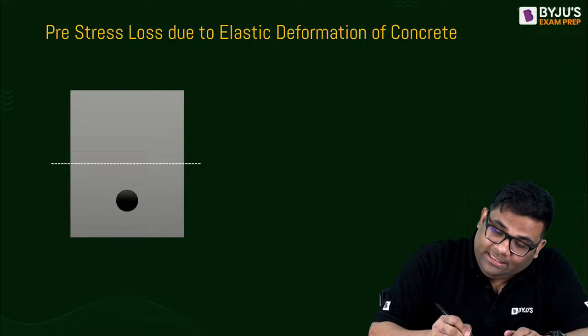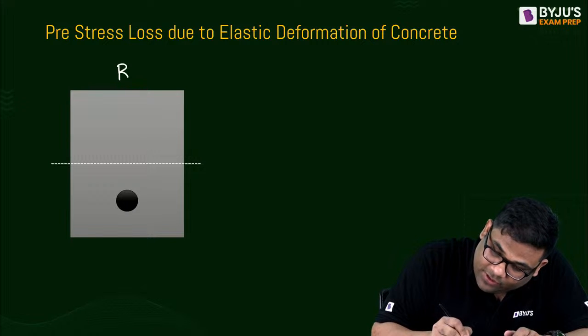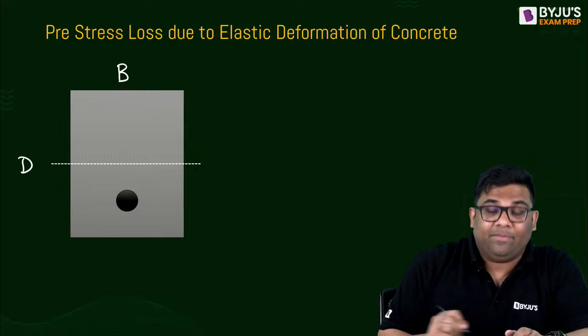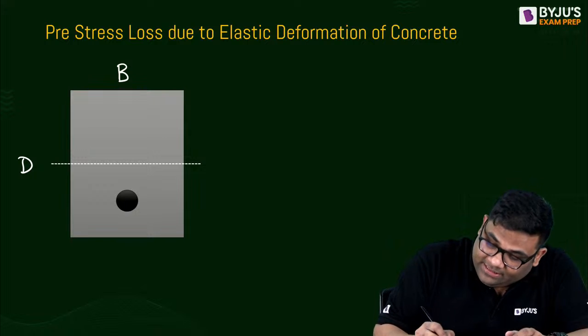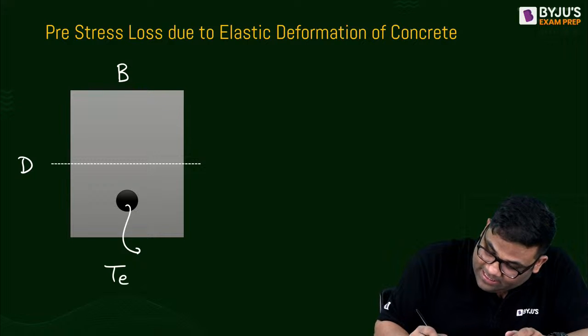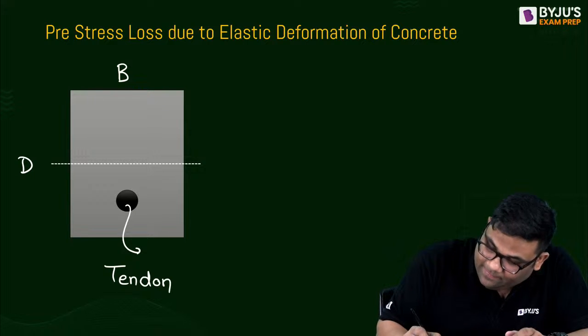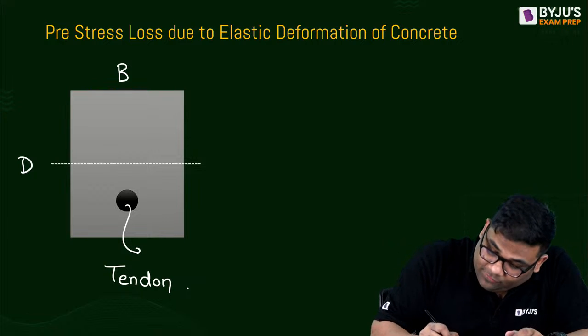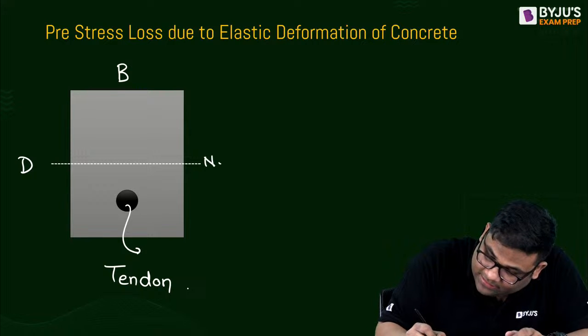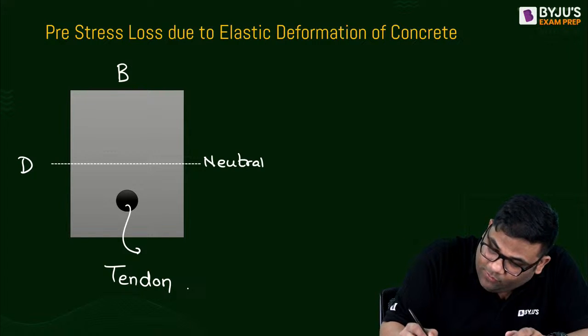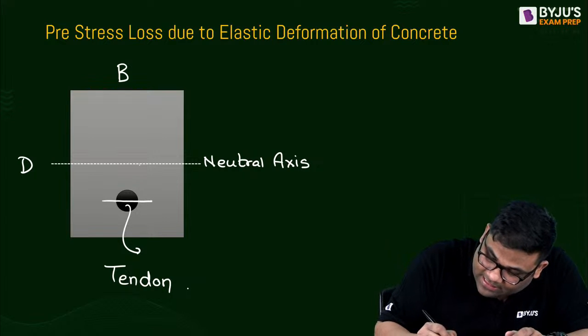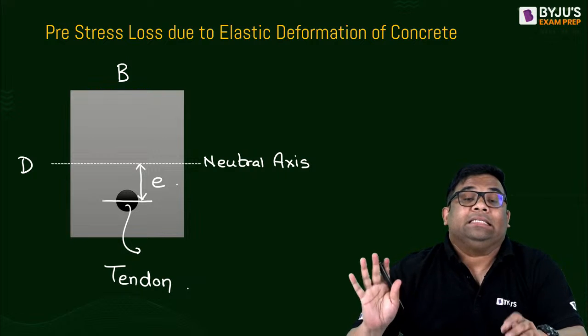So this is the beam with dimensions B and D. And you see, this is the tendon. And this is the neutral axis. And ladies and gentlemen, this will be the eccentricity E.